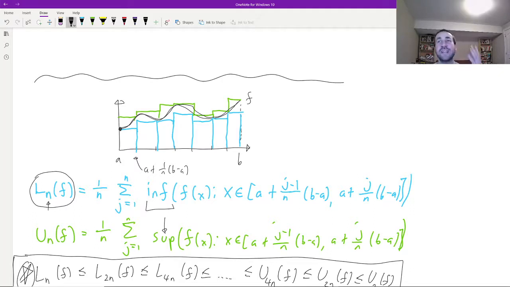Now, whatever you think the area under the curve f should be, it's clear that this blue curve that I've drawn is below f at every point, so definitely the area under that blue curve had better be less than the area under the black curve, right?